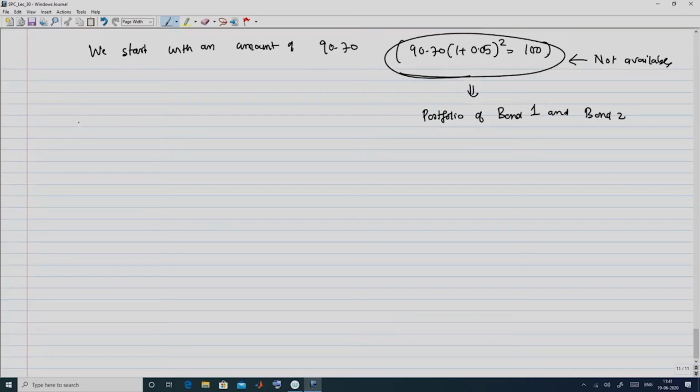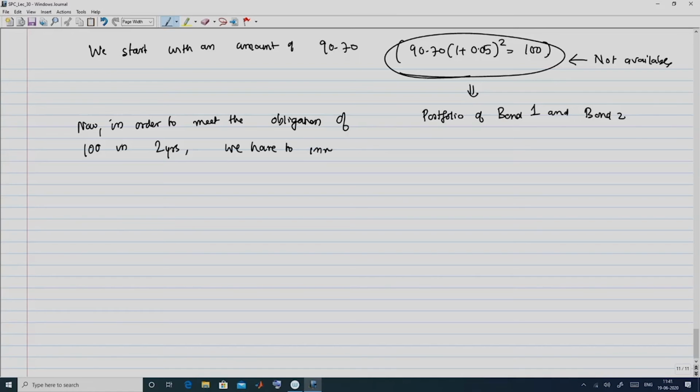All right. So, now in order to meet the obligation of 100 in 2 years time, we have to invest in a portfolio of bonds by immunization, or what is known as matching duration.